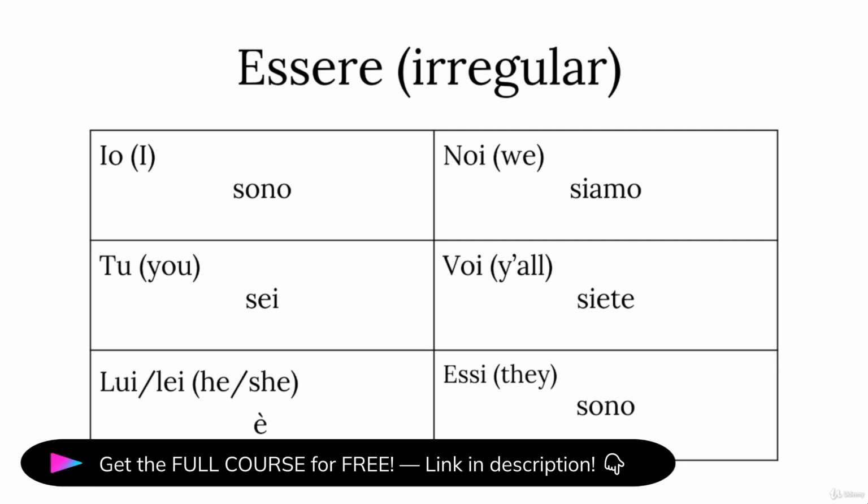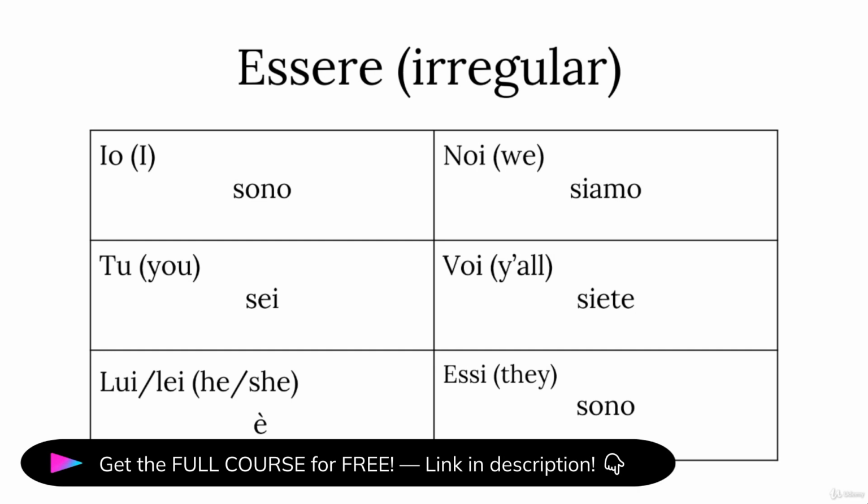So, as usual, please repeat right after me. Io sono. Tu sei. Lui, lei è. Always remember the accent. Because if you don't put the accent, this word becomes e. E means and in Italian. So that's why the accent is very important. Noi siamo. Voi siete. Essi sono.